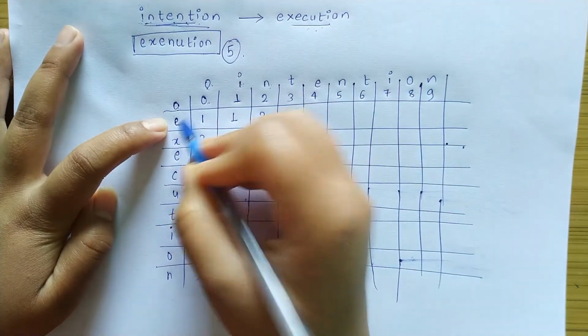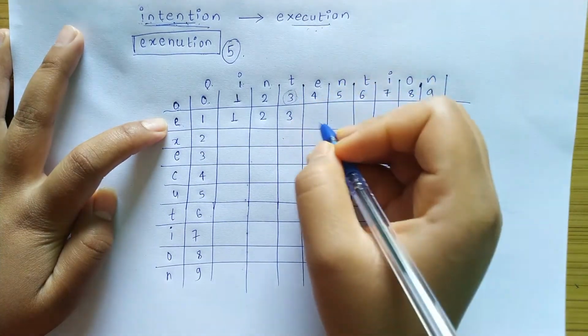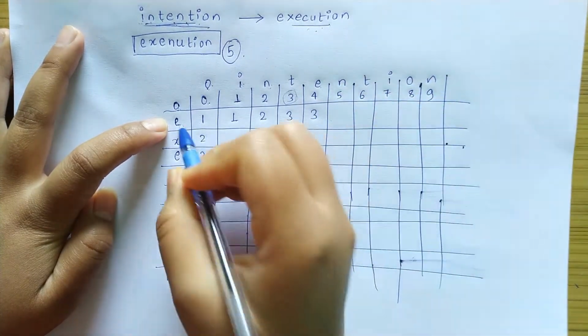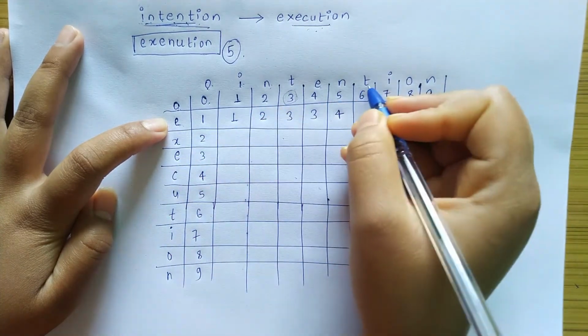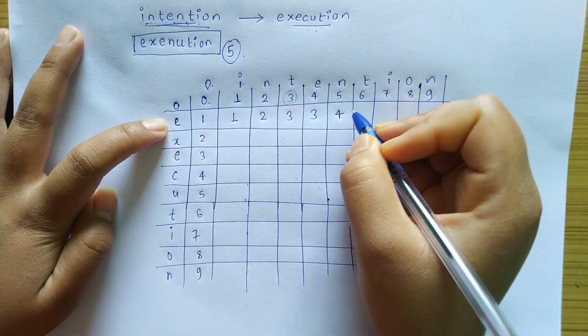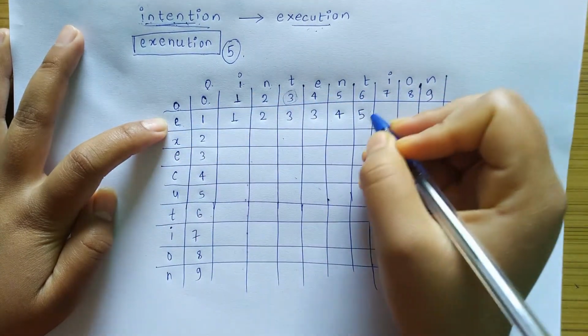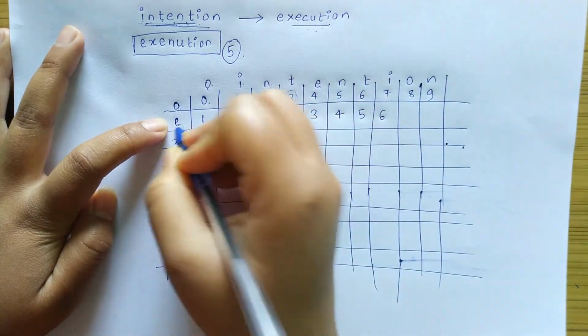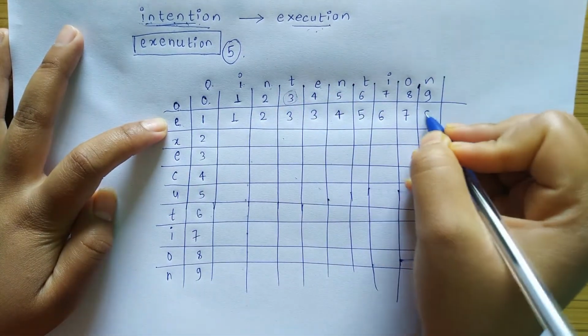E and E. Now since E and E are same, we will take the diagonally up element and we will not do anything to it, just copy. So 3. E and N, minimum 3 plus 1, 4. E and T, minimum is 4 plus 1, 5. E and I, minimum is 5 plus 1, 6. E and O, 6 plus 1, 7. And E and N, 7 plus 1, 8.